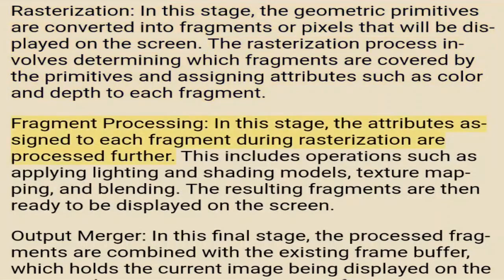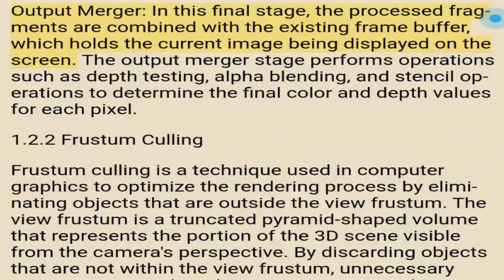Fragment processing. In this stage, the attributes assigned to each fragment during rasterization are processed further. This includes operations such as applying lighting and shading models, texture mapping, and blending. The resulting fragments are then ready to be displayed on the screen. Output merger. In this final stage, the processed fragments are combined with the existing frame buffer, which holds the current image being displayed on the screen.